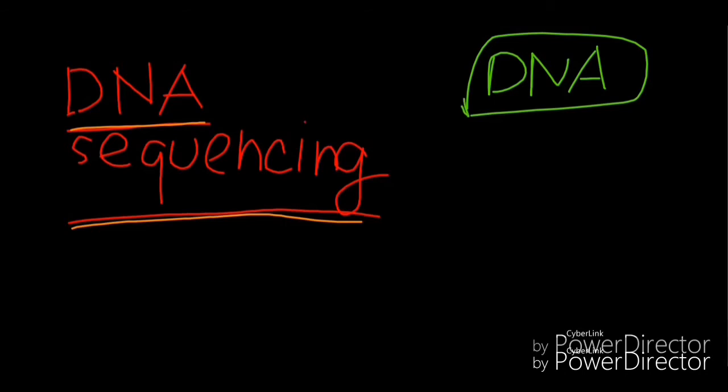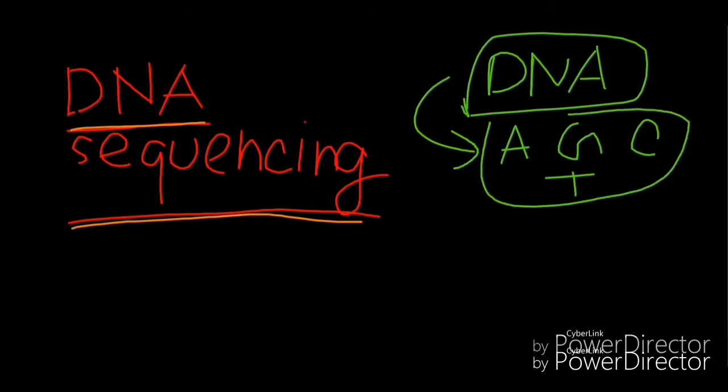And more clearly, we can also say that this is the process where we determine the order of the four bases, that means adenine, guanine, cytosine, and thymine in the DNA. That means how they are arranged in the DNA. DNA sequencing technology is used to find them. The arrangement of these bases, the nucleotides in the DNA, is very important.